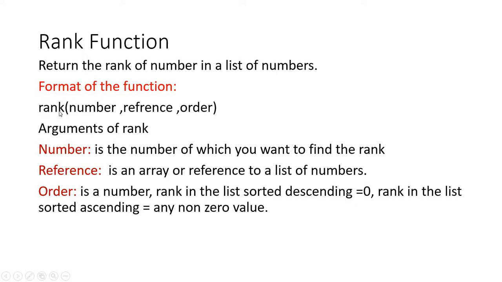The format of this function contains three arguments: number, reference, and order. Number is the number for which you want to find the rank. Reference is an array or a reference to a list of numbers. Order is a number, either 0 or 1. If you want to sort the ranks descending, you write 0. If you write 1, you sort ascending.